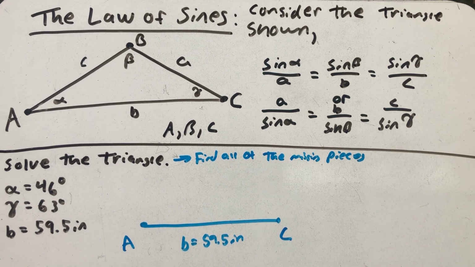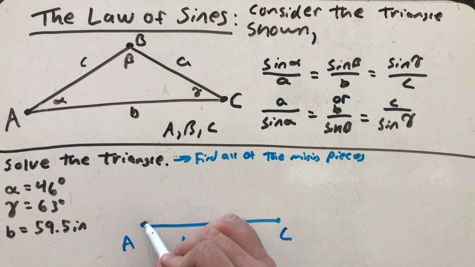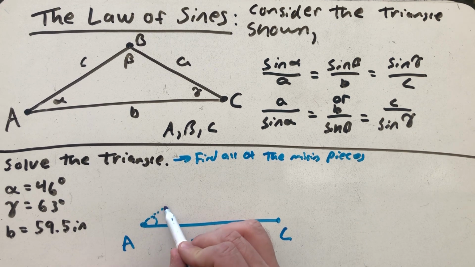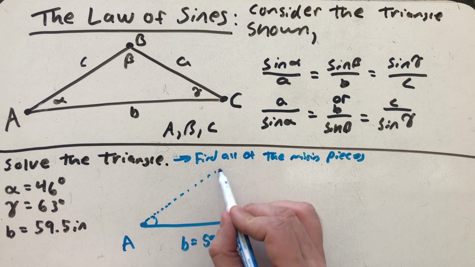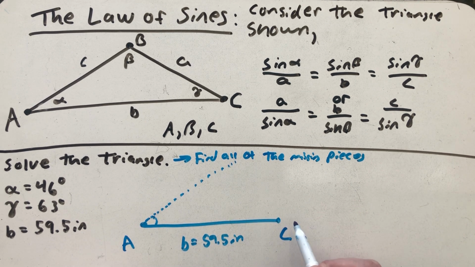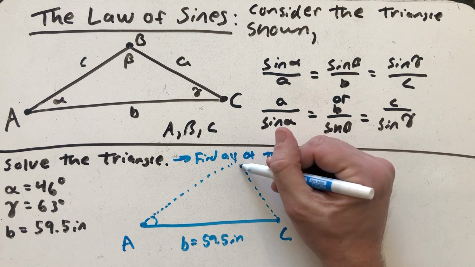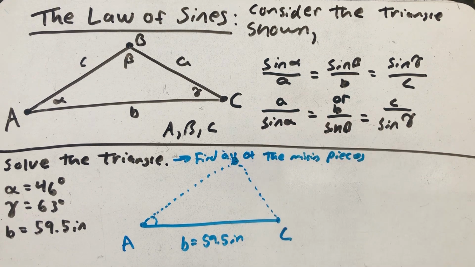Now I can imagine at A drawing a 46-degree angle. I'm just going to imagine doing something that's like a 46-degree angle. From vertex C, angle gamma is 63 degrees, so a steeper angle. And I can imagine that if I draw an angle here and I draw an angle there, they do have to cross somewhere, right? And so I will get a solution here. And that's what's very nice.